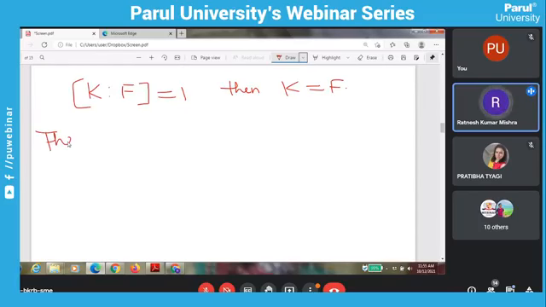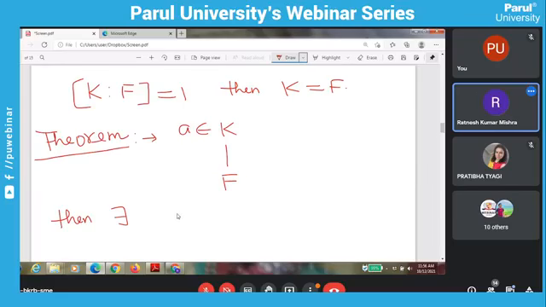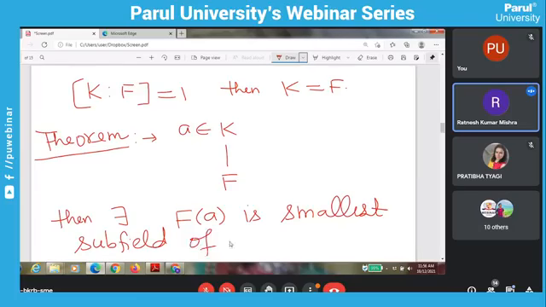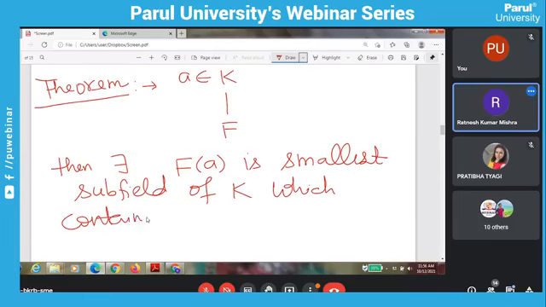Now next, we have to define the simple extension. So for simple extension, first we know this theorem: let K be an extension of the field F and a be an element of K. Then there exists F(a), this is the smallest subfield of K which contains both F and a. So we call F(a) the subfield obtained by joining F and a.